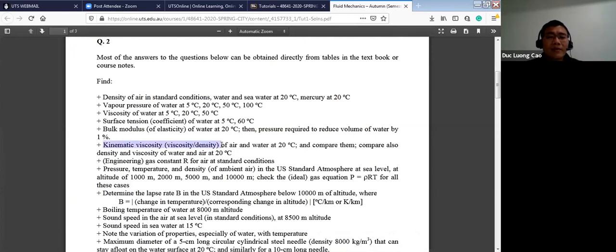Kinematic viscosity is viscosity over density. This one is easy. We talked about this one already. Gas constant R of air at standard condition. Gas constant. Do you remember this one?